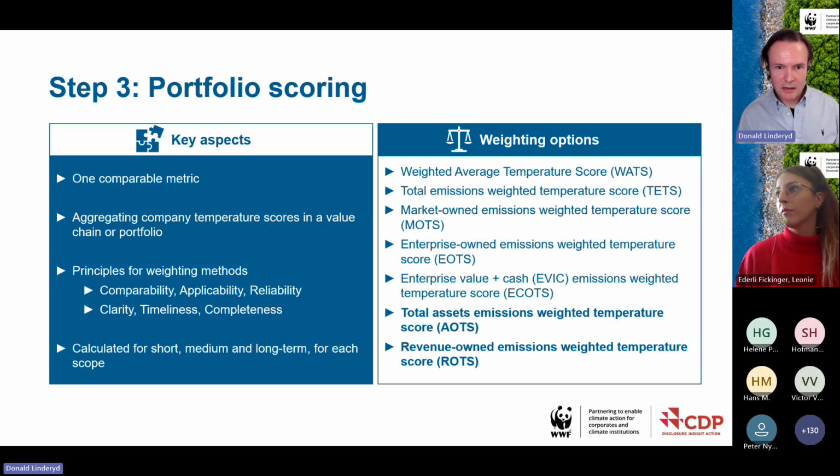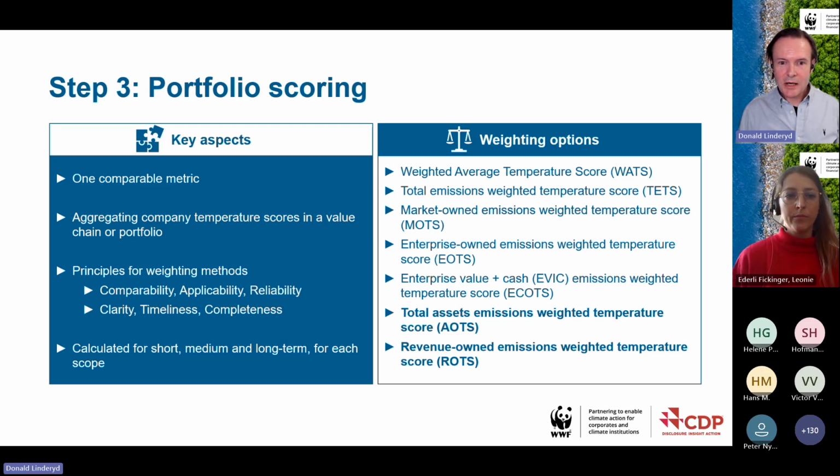And the further down the scale in the right-hand column here on the screen, the more robust, we would say at least, these weighting options become. What you see with the market-owned, the enterprise-owned and the enterprise plus cash versions, the EVIC and so on, which is a very common aggregation method that people use quite extensively, is that they are all subject to market volatility of the underlying assets. So you may end up with changes in your portfolio temperature scores that are not reflected by how much emissions have actually been reduced, but by how much the value of your assets in your portfolio have changed, which is sort of defeating the objective a little bit.